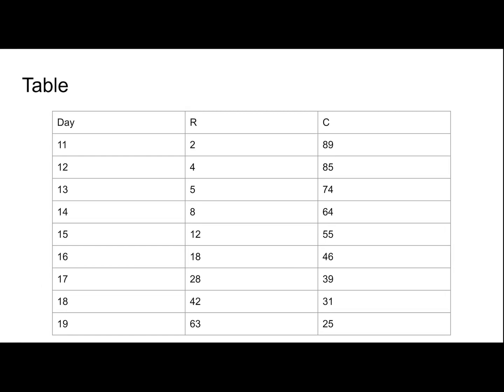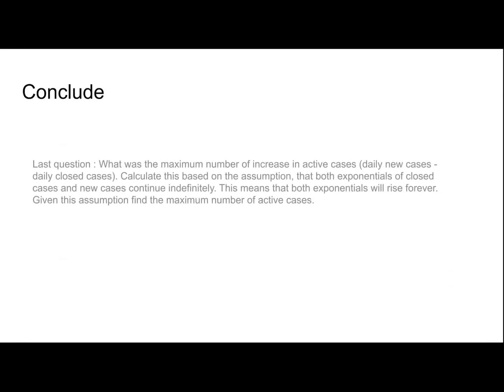As you can see here, the number of new cases is decreasing while the number of closed cases is increasing. So eventually, the number of closed cases is going to overtake the number of cases. And if you notice, that actually happens on day 18. On day 18, we have 42 new closed cases and 31 new cases, and that's the first time recoveries overtake cases. So your answer to that question would be that the number of new closed cases overtakes the number of new daily cases on day 18.